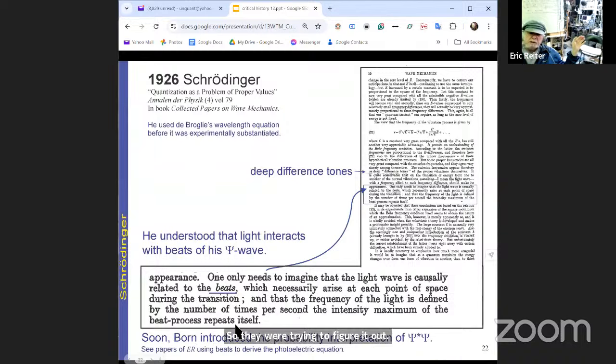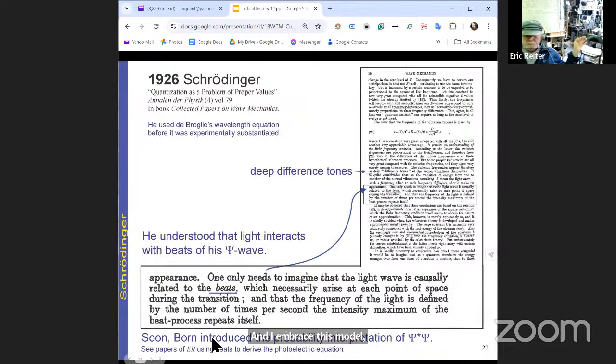So Schrodinger, he had this great equation, but what I say is really the most interesting thing about Schrodinger's work is that he understood that the envelope of his wave function, when you square it, you get beats. And it's the beats that are the interaction between light and charge. The envelope of psi is the identity of charge. And I embrace this model and build upon it.